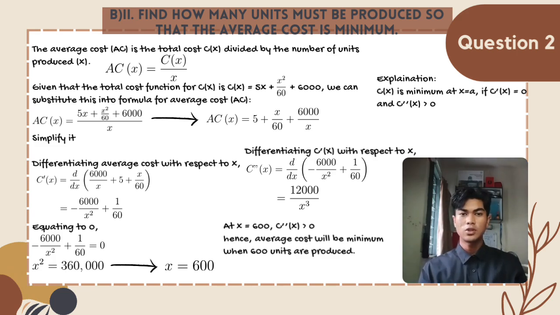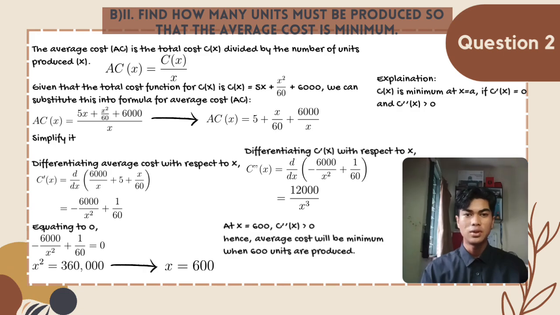So the given cost function for C(x) is C(x) equal to 5x plus 6,000 plus x to the power of 2 divided by 60. So now the first thing we need to do is write the average cost formula, which is C̄(x) equal to C(x) over x.